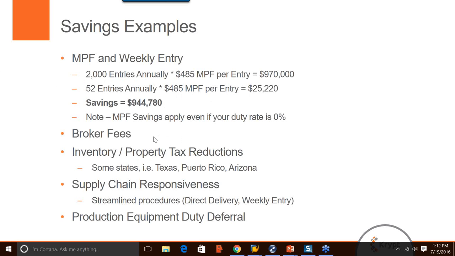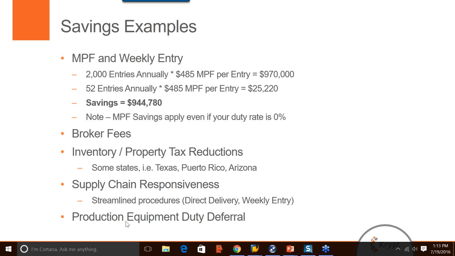Broker fees, again, if you're able to take on more of the process internally and rely less on a broker, it's possible that you can reduce your broker transactional fees if you're using a broker. We talked a little bit about the property tax. Supply chain, if you're subject to the standard import process and using those materials for manufacturing, there is a way to basically speed up that process by using an approval for entry, and we'll talk about that process here. It's called the direct delivery process.